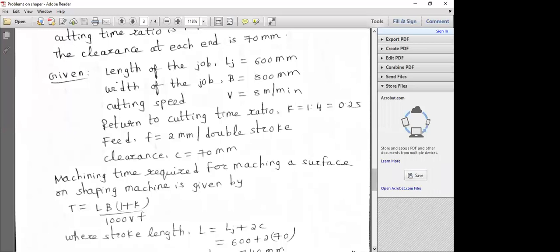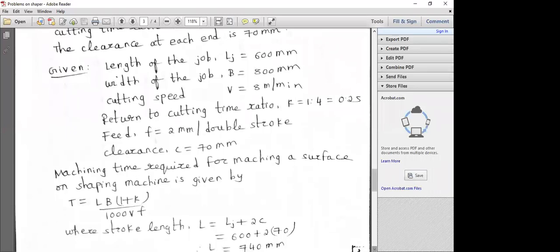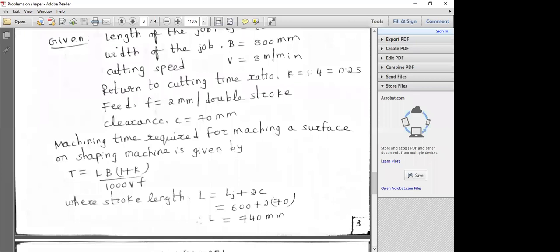So just try to see the stroke length here. Why have we taken 2 here? Because clearance has to be given on both sides of the job. So we have taken twice, and here it is 600 plus 2 into 70. What is the stroke length? L is equal to Lj plus 2C. That's why they have written it, or simply in some textbooks they have given Lj as small l.